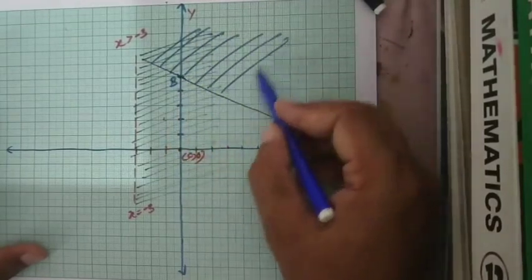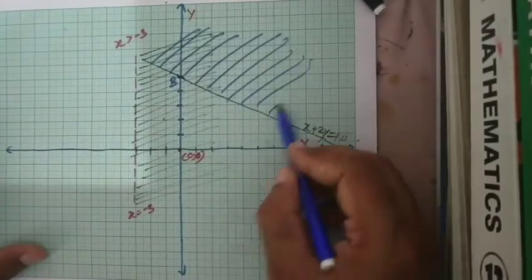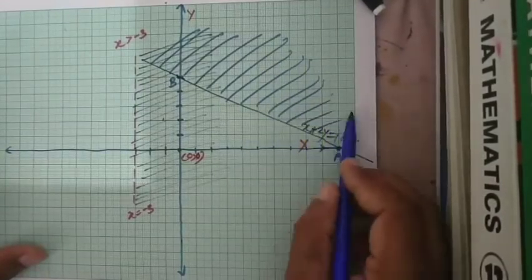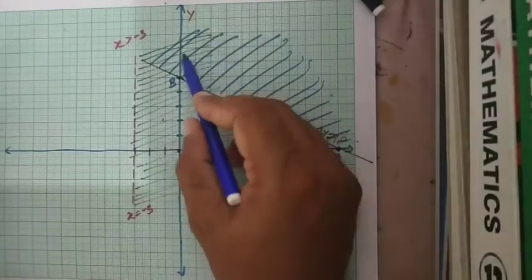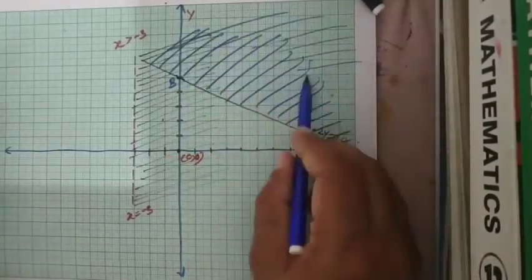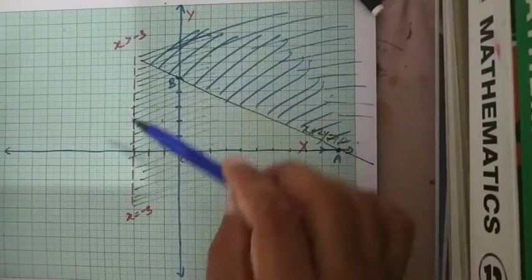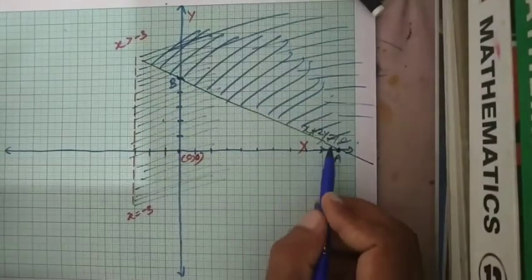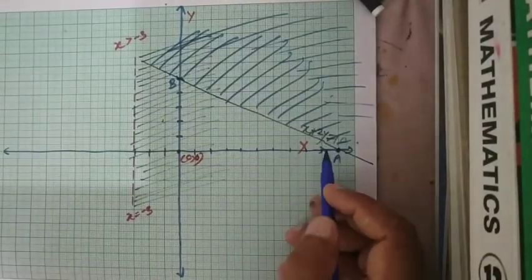So we are giving the shading for this inequation which has been given to us. This is the solution region which we have shaded, for this given inequation x plus 2y is greater or equal than 10.